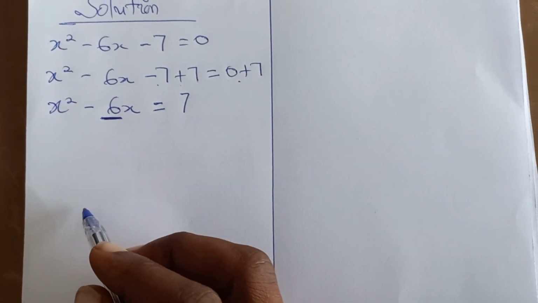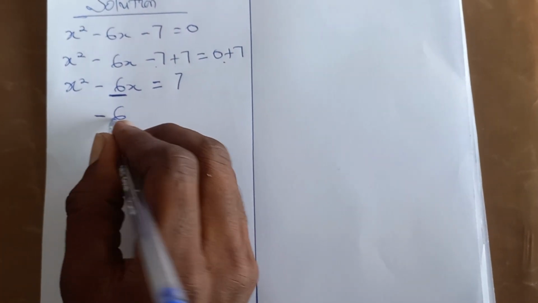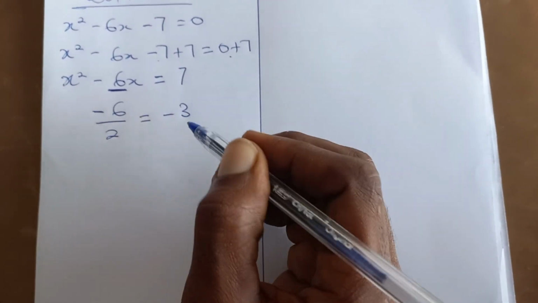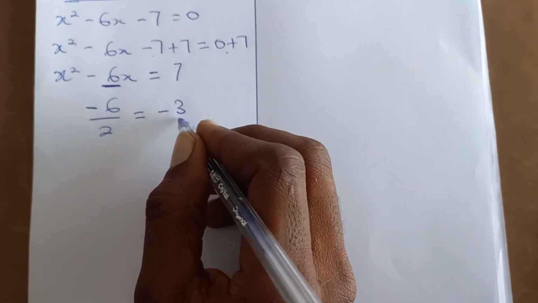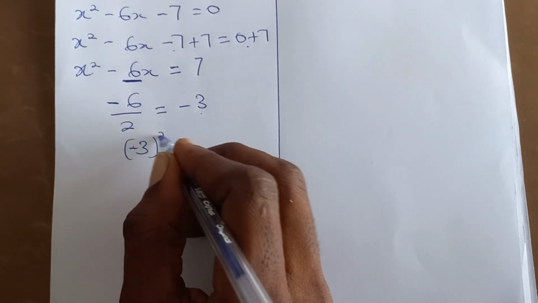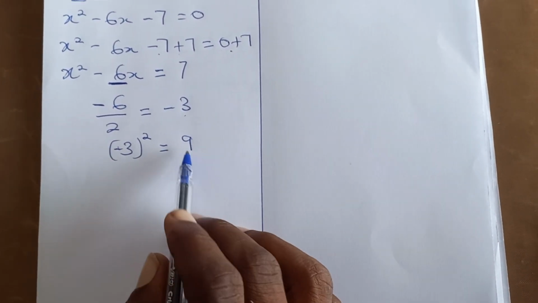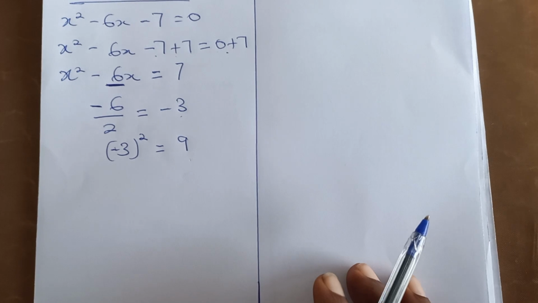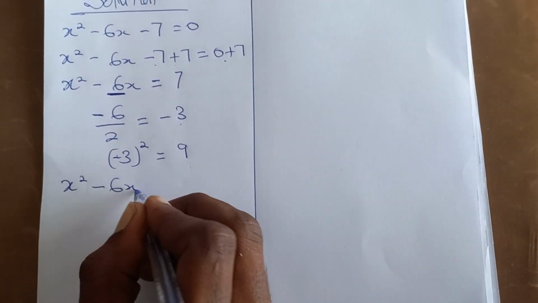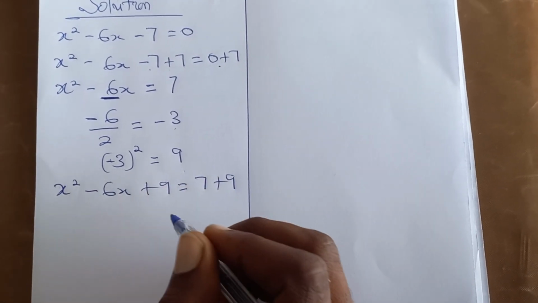After that, what do we do? We divide by 2. So negative 6 divided by 2, we are getting what? Negative 3. We need to square the answer. So negative 3 all squared, we are getting 9. So we are adding 9 to both sides of the equation. So x squared minus 6x plus 9 is equal to 7 plus 9.